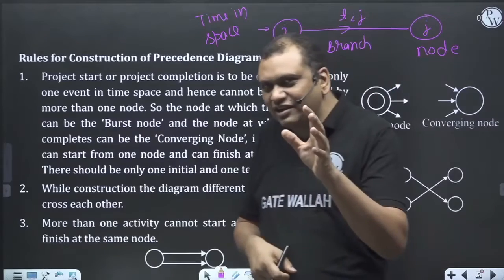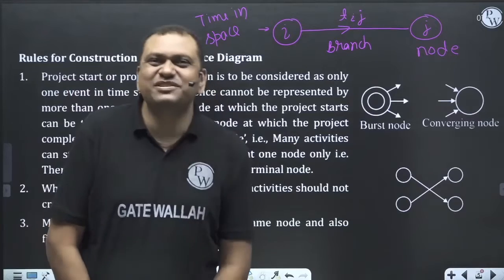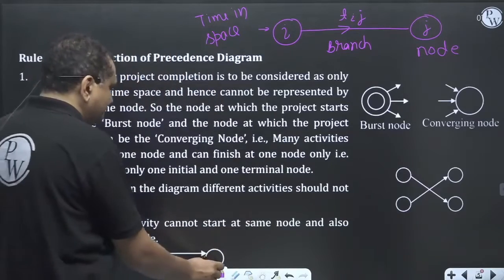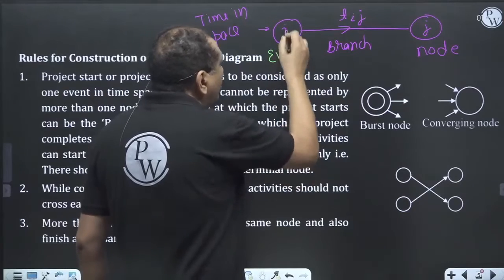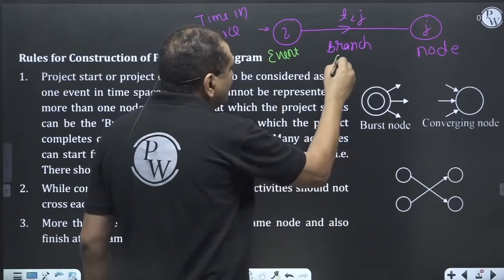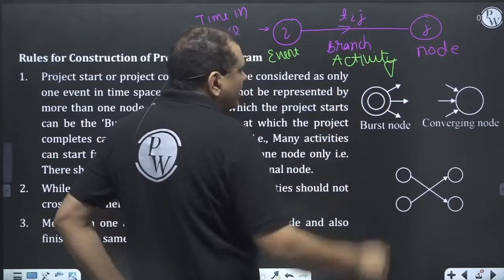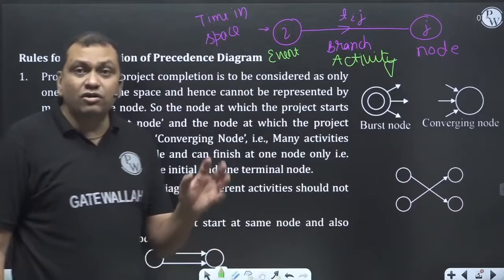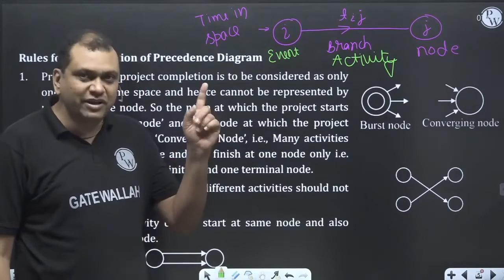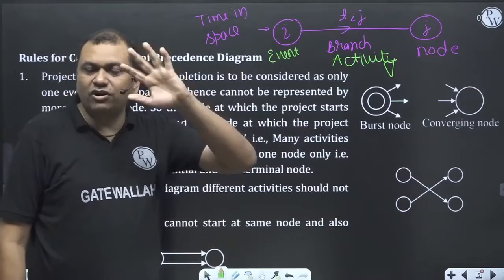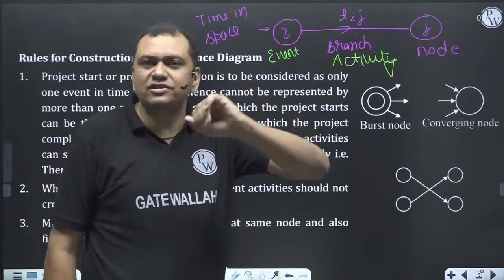So understand what is a node. A node event doesn't consume time. An activity consumes time. So on the node there will be an event. On the branch there will be an activity. On the node there will be an event and the activity will be on the branch. For all competitive examinations, activity is always on the branch.